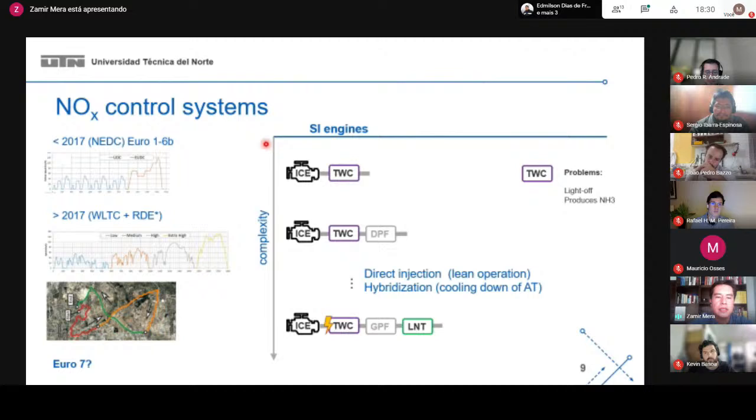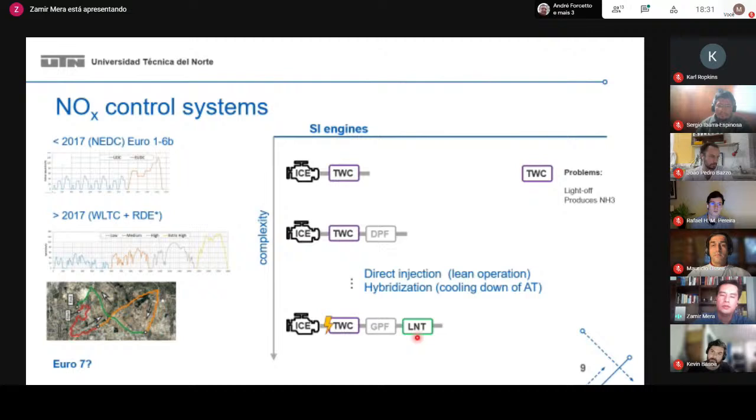Regarding SI engines, the complexity is also increasing, but in this case, the three-way catalysts have a high efficiency and reduce NOx emissions very well in gasoline vehicles. Also, three-way catalysts have to light off before they reduce NOx emissions, and it is now known that they produce ammonia. New technologies like direct injection, which in part operates under lean mixtures, and also hybridization, which cools down the aftertreatment, lead to a more complicated aftertreatment, which needs heating and perhaps diesel-like aftertreatments to reduce NOx emissions.